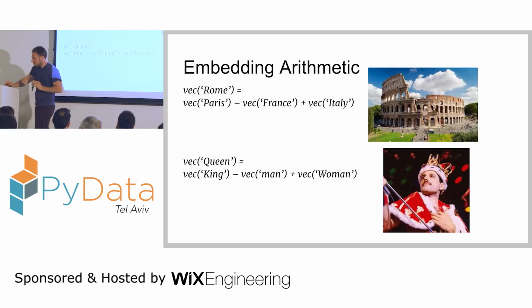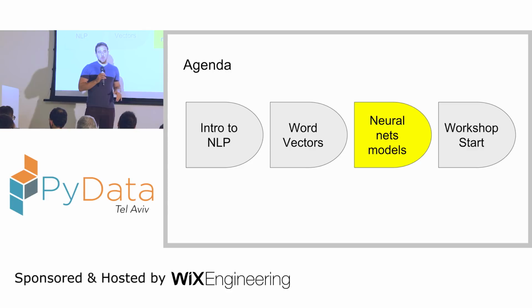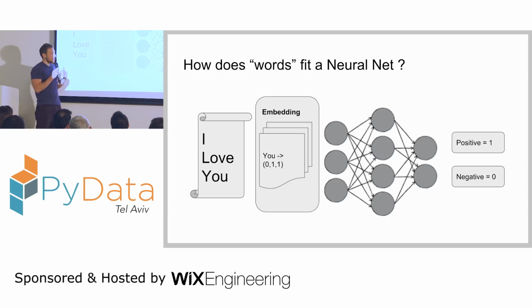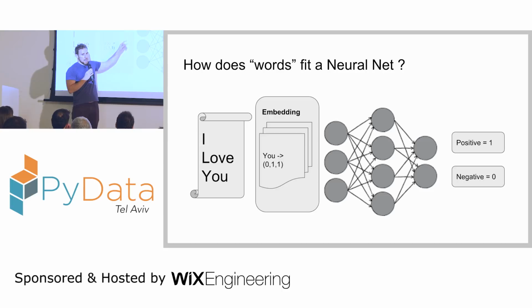Okay, so now we covered word embeddings. Word2Vec is only one instance. There are a lot of techniques to do word embeddings. We will not focus on that because actually it's not that important. But it will help us answer the question, how do words fit in a neural net? So, essentially, given a sentence or a list of tokens, each token corresponds with an index in a huge embedding matrix. So, I have a vector for you, I have some other vector for love, another vector for I. I concatenate all of them and feed it to a neural net.